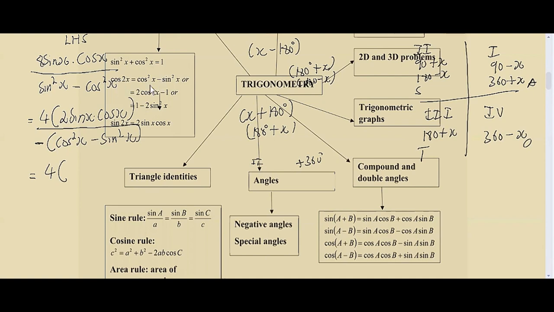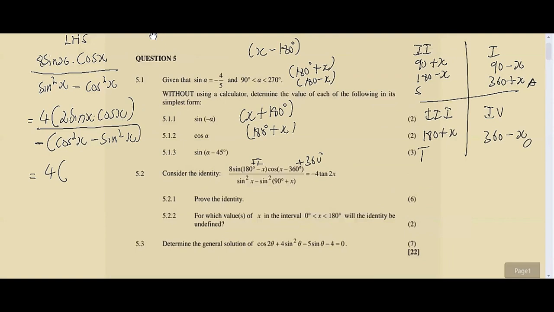This is cos 2x, so it's that. So that means I can just reduce these ones to sine 2x, and then also down here I have the negative outside, and this would be cos 2x. Now 4 divided by -1 is -4. But look at this, sine 2x over cos 2x.